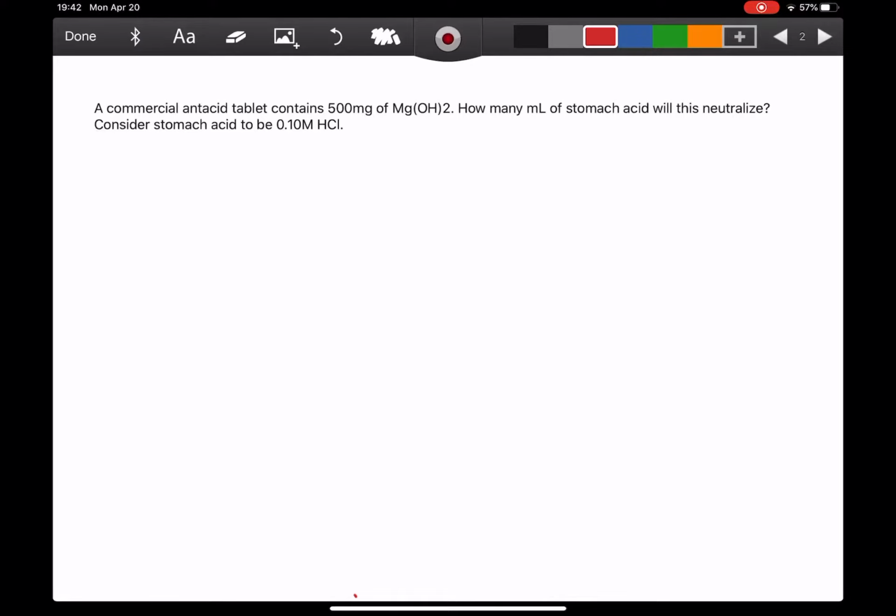So our question asks, a commercial antacid tablet contains 500 milligrams of magnesium hydroxide. How many milliliters of stomach acid will this neutralize? Consider the stomach acid to be 0.1 molar.